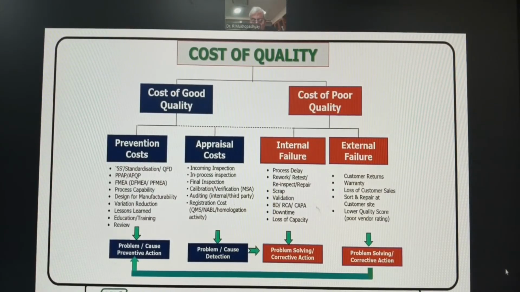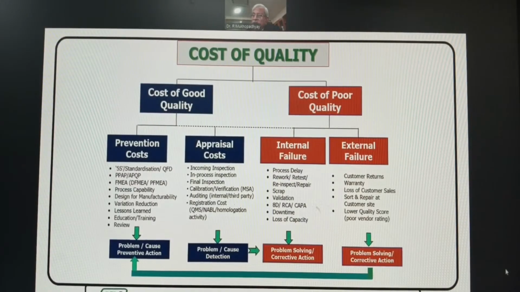Appraisal cost is the incoming inspection, in-process inspection, and final inspection. That means the testing and releasing: raw material release, in-process release, finished product release. It's called the appraisal cost. But then there is the cost of poor quality, the internal failure cost. There is work which is not right, so releasing materials is not proper. Internal failure cost you have to consider. Then there is the external failure cost, when the product comes back as a return.